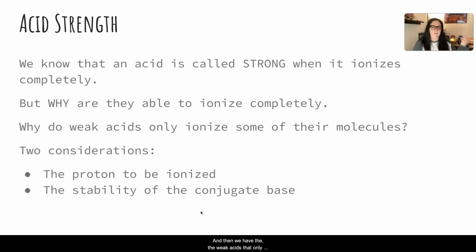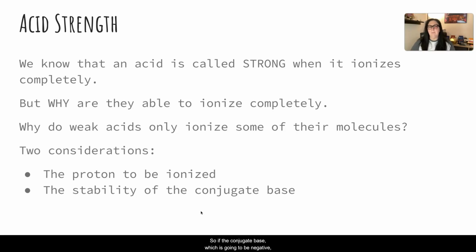And then we have the weak acids that only ionize a little bit. So they only split apart just a certain amount of their hydrogen ions that they will lose. So number one, we have to think about which proton is being ionized and what other atom it is attached to. That's important. And then the stability of the conjugate base. So how stable is the conjugate base? And so maybe we should define stability of the conjugate base.